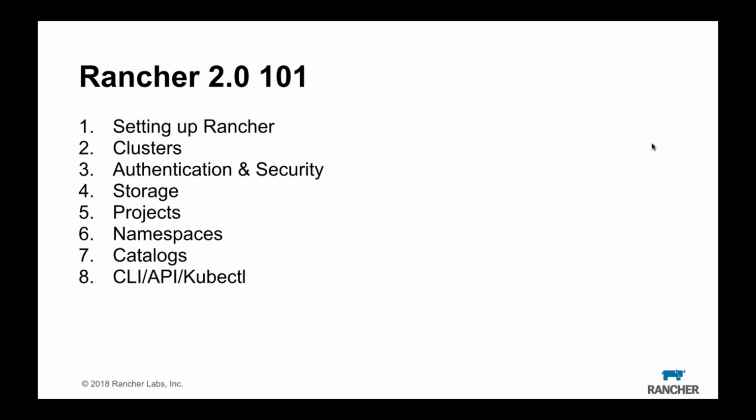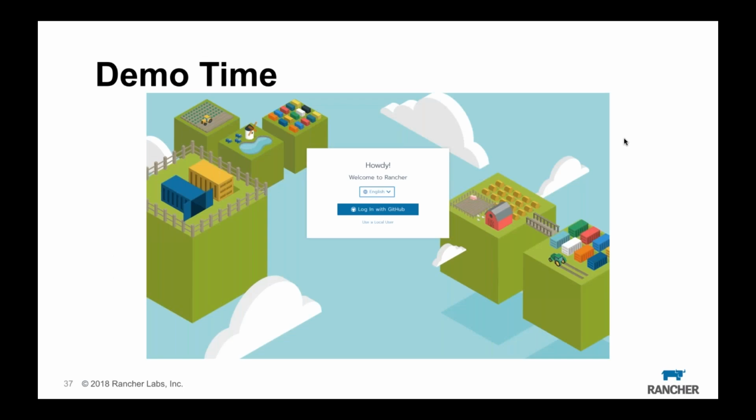Now let's begin with the Rancher 2.0 concepts. This is what we'll be covering today. We'll see how to set up your Rancher server, how to install it. Then we'll see how you can add multiple clusters to your Rancher setup and how Rancher manages them. How we provide authentication and security, like centralized authentication for your clusters. We'll go over storage and the Rancher concept that I earlier mentioned, that is projects. We'll go over how namespaces can be managed by Rancher, and catalogs, Rancher CLI, API, etc. So yeah, demo time.